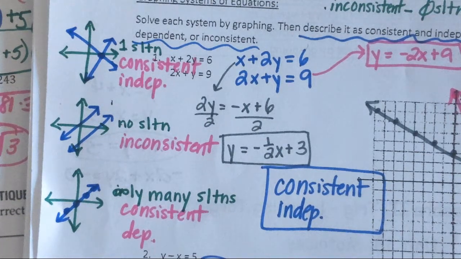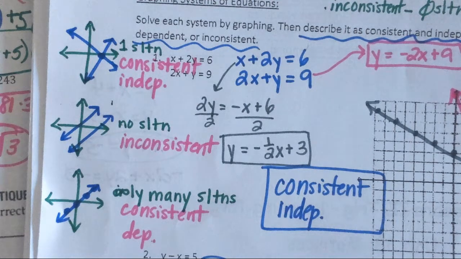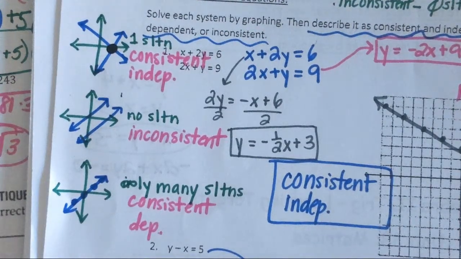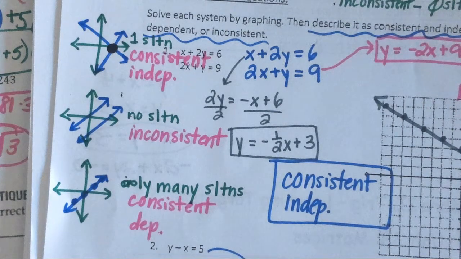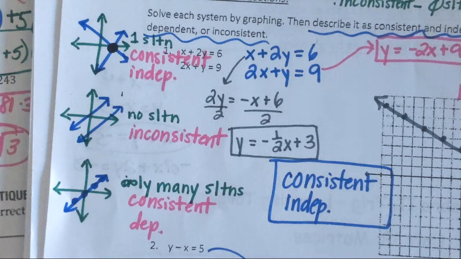Now, the last option is the coolest of them all. Maybe they cross at every single point. If they're crossing at every single spot, and there are infinitely many, it's consistent since there is an answer, but it's also dependent. I wanted to go back over the difference between independent and dependent really fast. Independent is with one solution because that one spot is special. It's unique. It's independent. It's its own person.